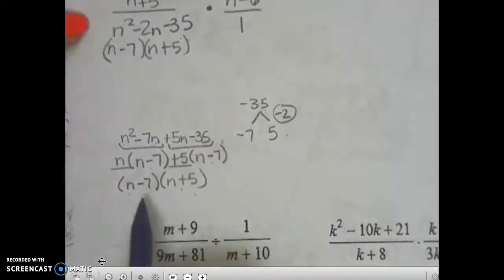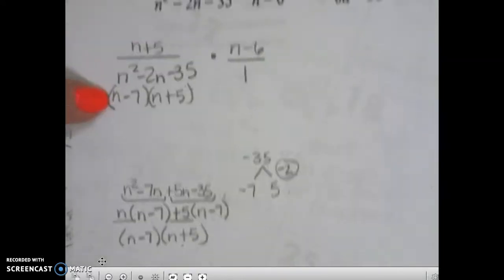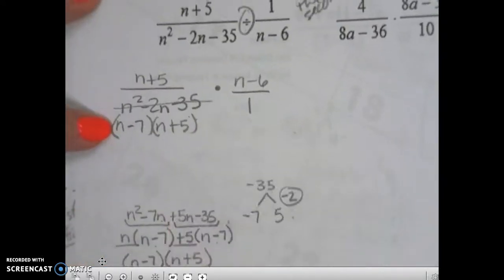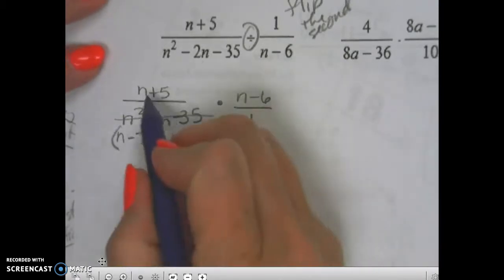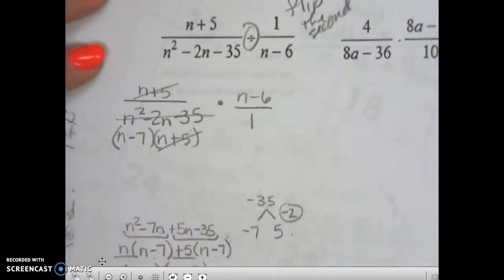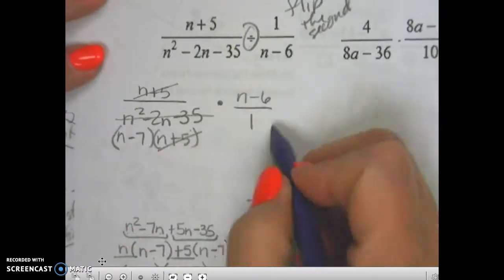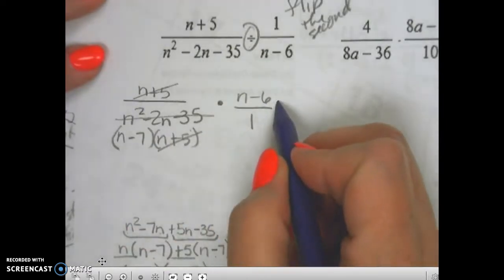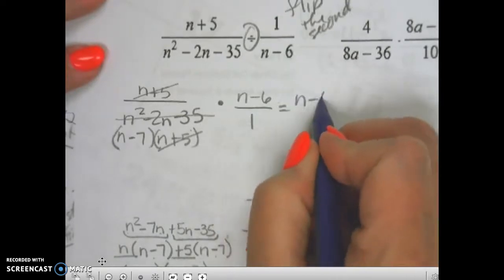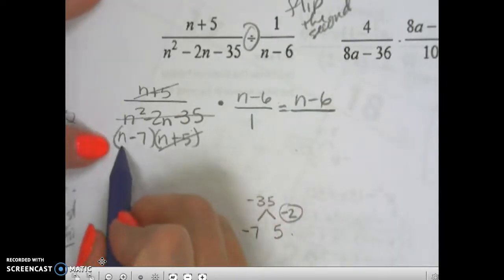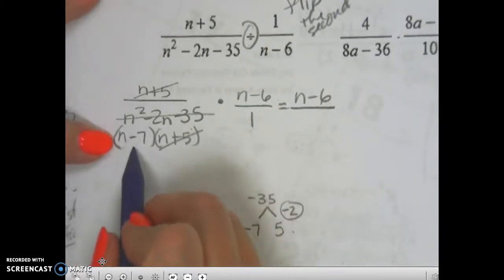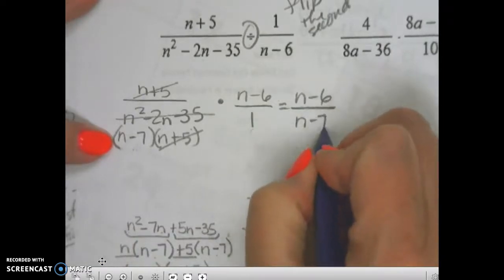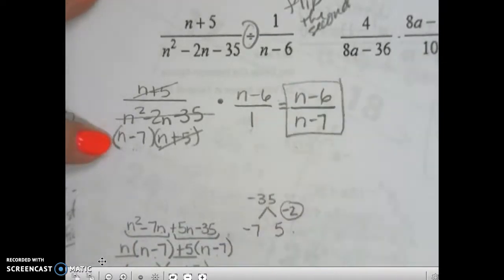Slide back up. I took my factored and I wrote it underneath what I needed factoring, and I'm going to draw a little light line through it. Now I need to cancel one thing from the top with one thing from the bottom. How about the n plus 5 and n plus 5? Well, so now what does that leave on top? It leaves me my n minus 6. Now on bottom I have n minus 7 left and a 1. Well, 1 times anything is just that number, so this is n minus 7. And there is my answer.